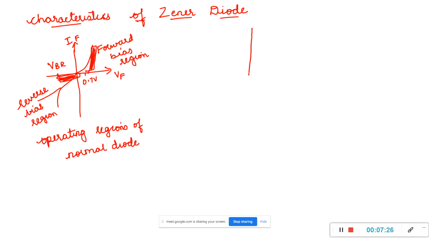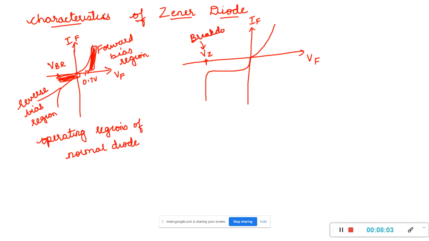Let me draw the characteristics of the Zener diode now, and let me tell you what is the difference. So on the y-axis always it is a current, on the x-axis it is a voltage. So here the Zener operates like this. The Zener operates always in the reverse characteristics. So this point is known as VZ. It is known as breakdown occurs here. So this portion it operates. I'll just draw it in the shaded area. The Zener diode operates here in this region, reverse breakdown region it is. This operates in the reverse breakdown region.